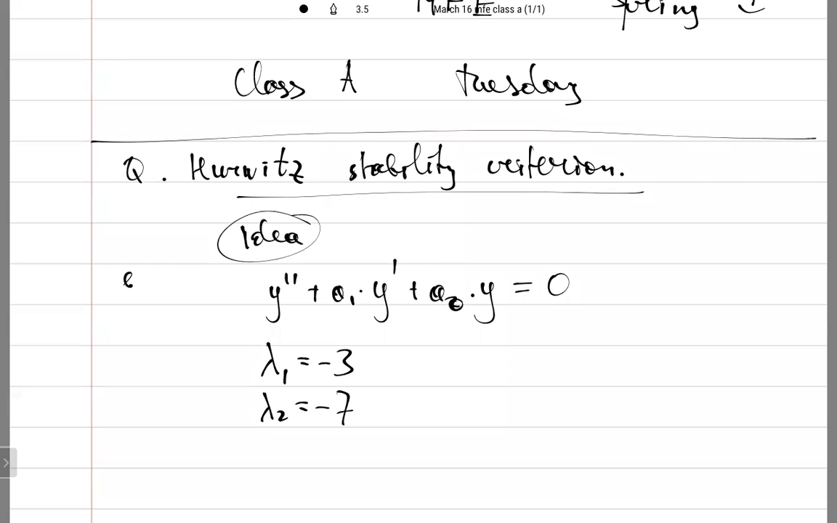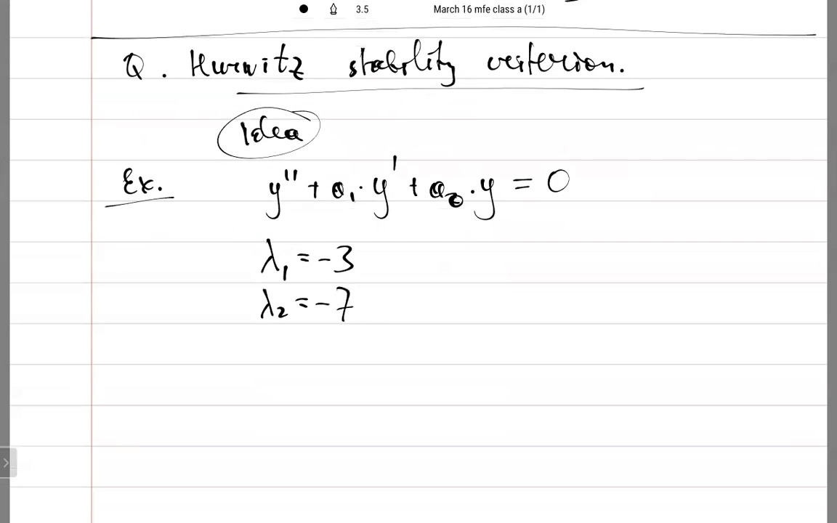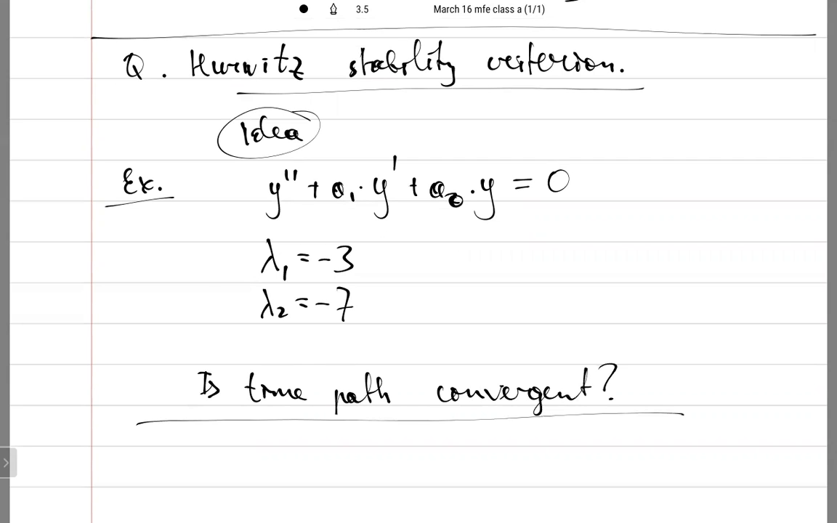And my question is: isn't the time path convergent? My question is, is the time path converging for the particular solution in that case? And the answer is very easy.